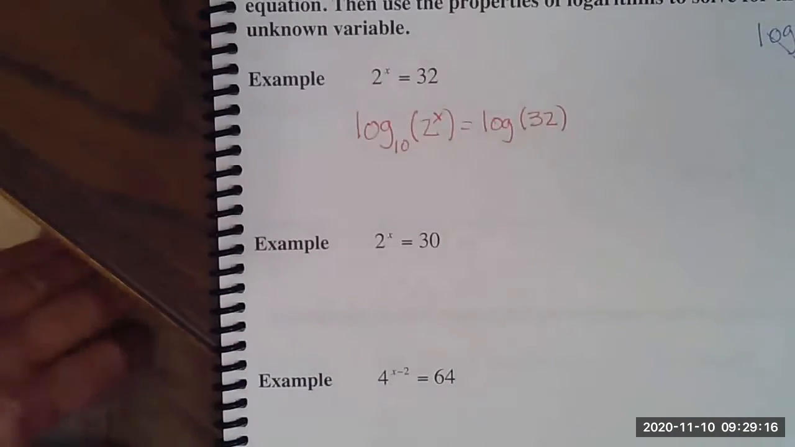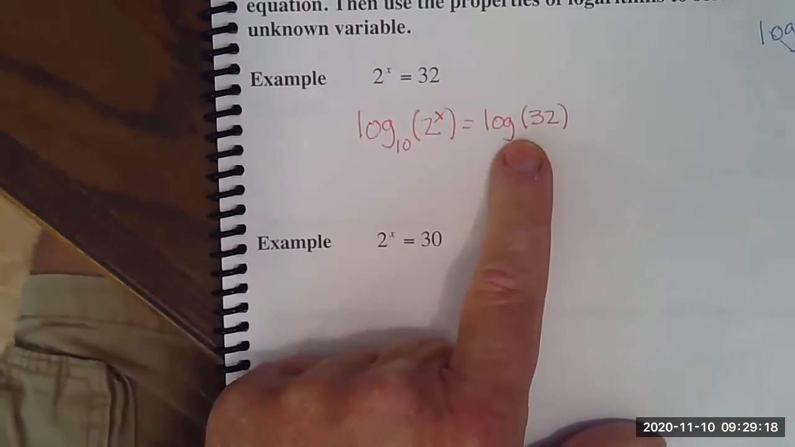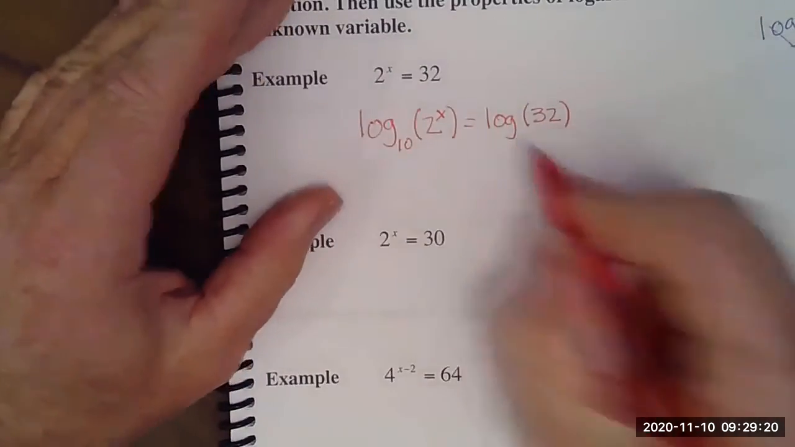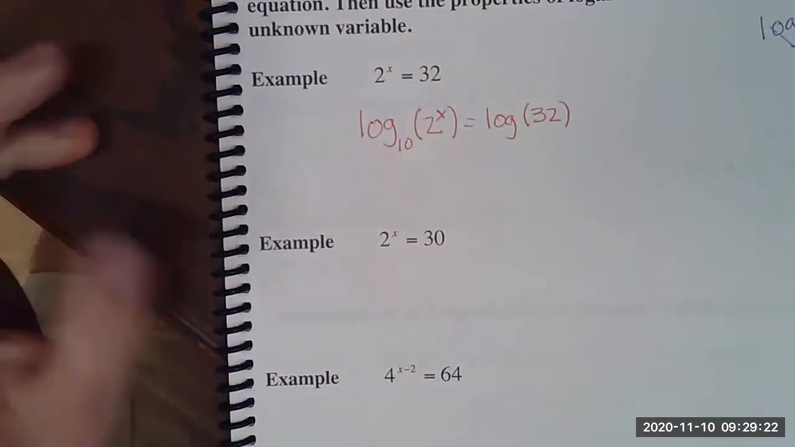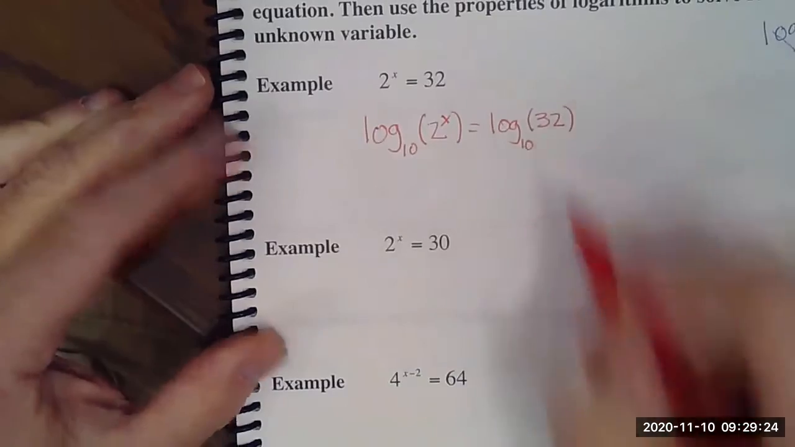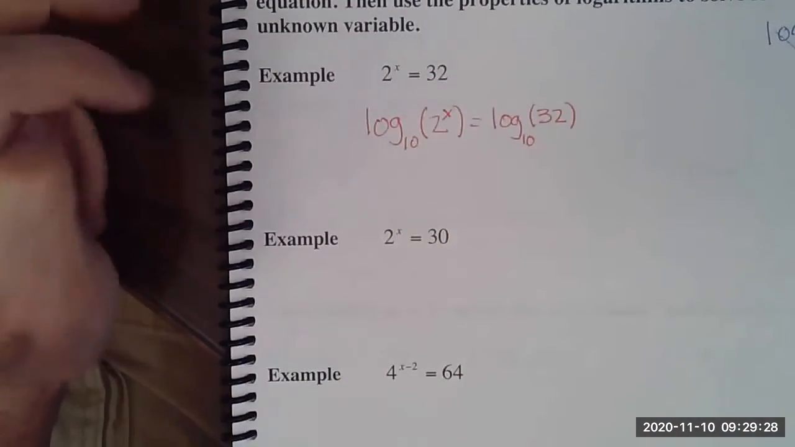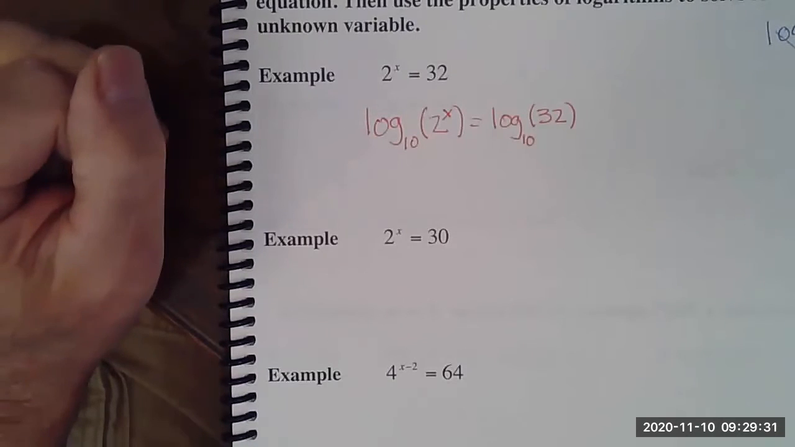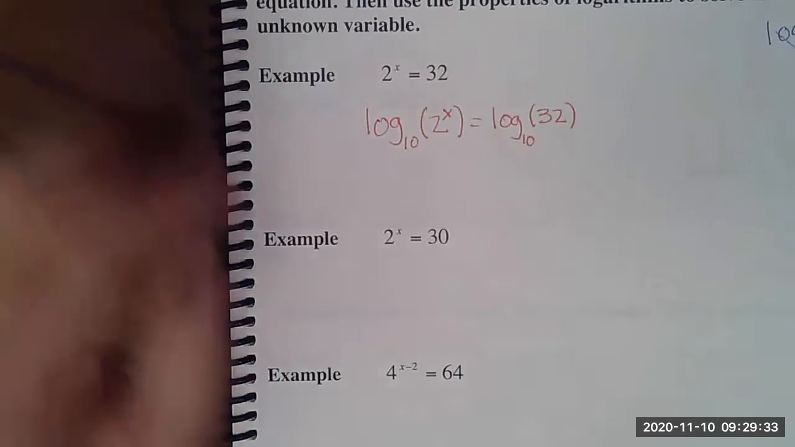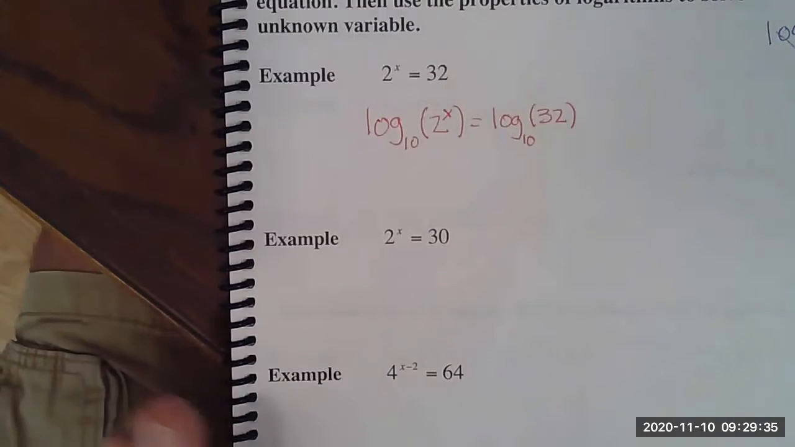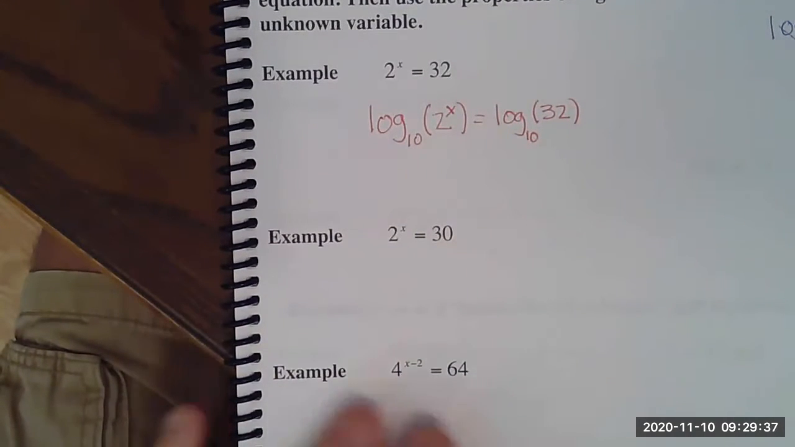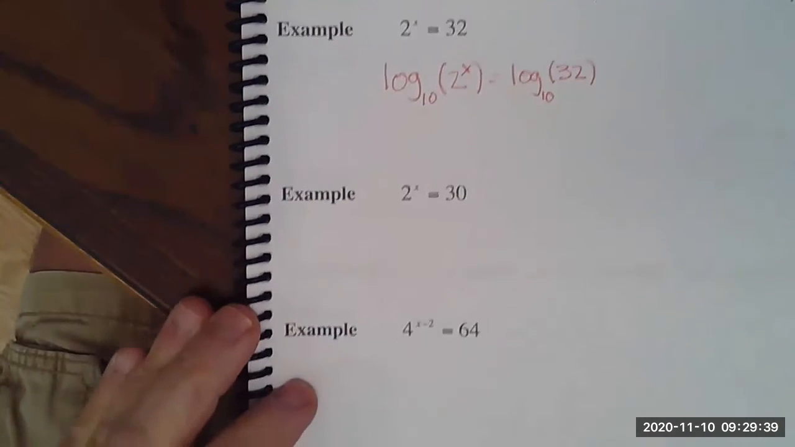There's a 10 right here, right there. I don't have to write the 10. I just want to make sure that 32 is not a base for you guys. Okay, so log both sides. Like this one here, I do the same. I'm not finished working these. I'm just going to set them up for you because they're all going to look the same.